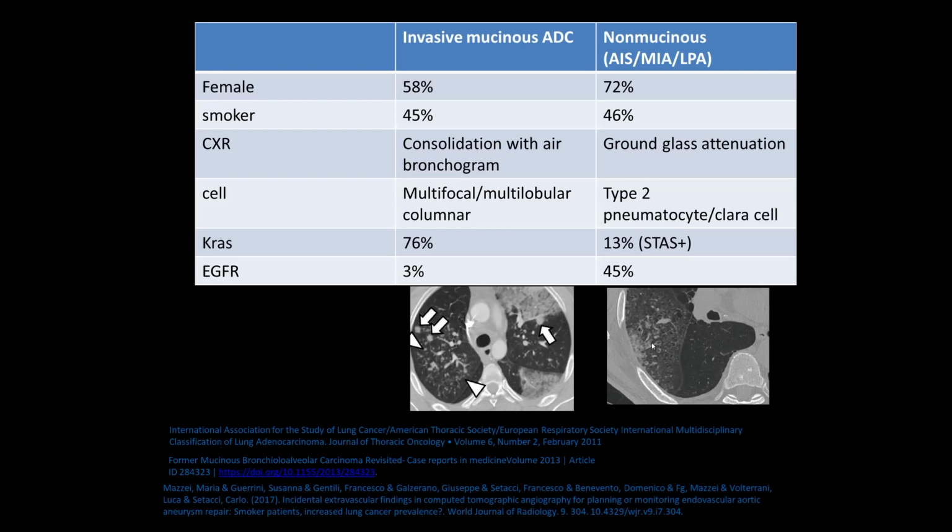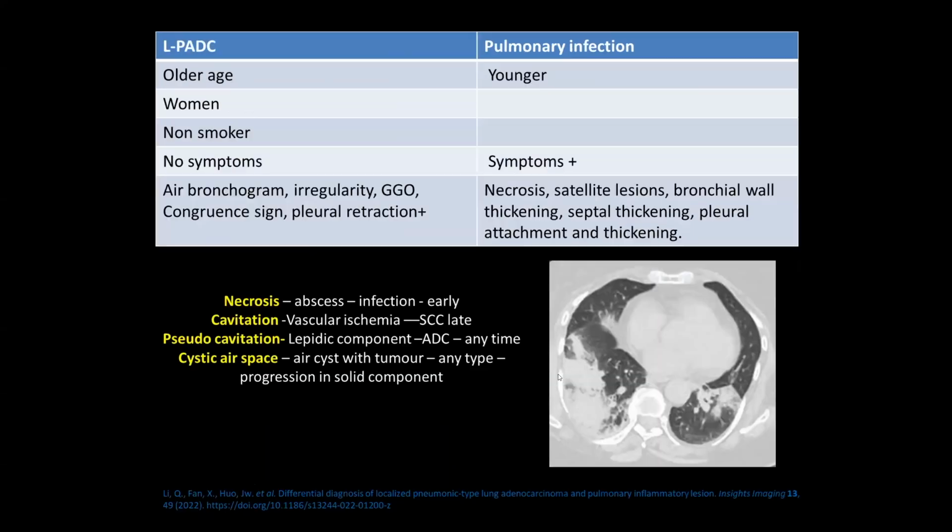So this is again an example of an almost entire lobar ground glass. So you could think of something like a lipidic or a combination. Okay, so this is a non-mucinous, whereas this one, you can see consolidation, ground glass nodules, a lot of ground glass and some air bronchogram features. So this is an invasive mucinous adenocarcinoma.